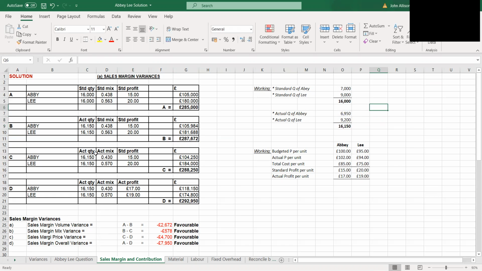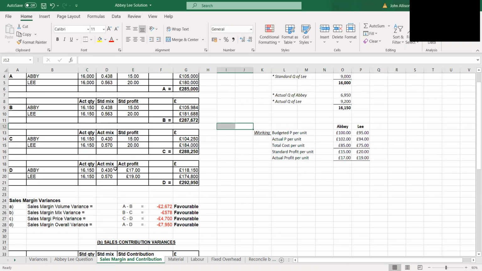So we stick these numbers in here, and again, standard profit just comes down from above. We multiply actual quantity, actual mix, and standard profit to give us this value here for Abbey, same for Lee. So we get the total for Abbey, total for Lee. We add them together to get C. So the 288,250 is just these two numbers here added together.